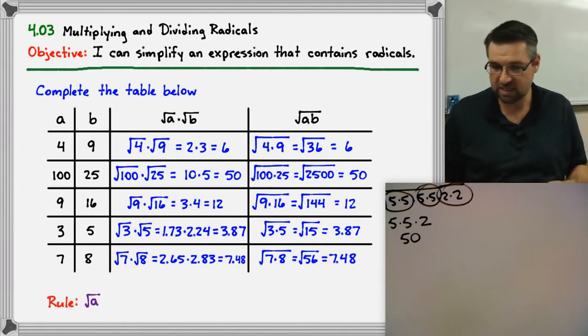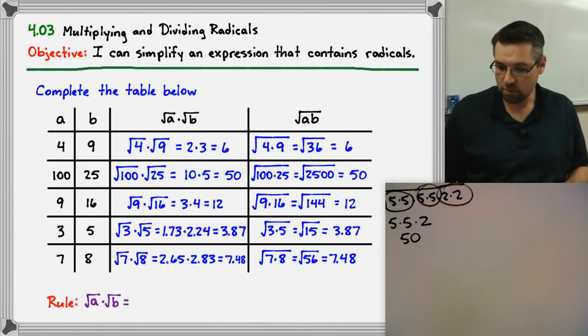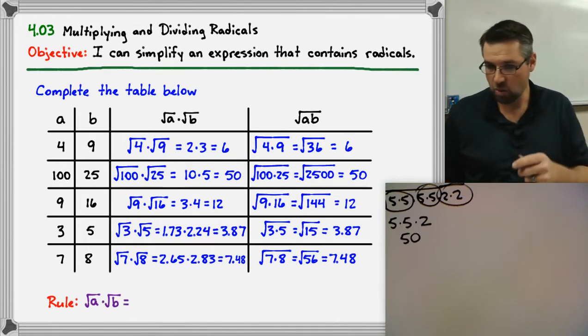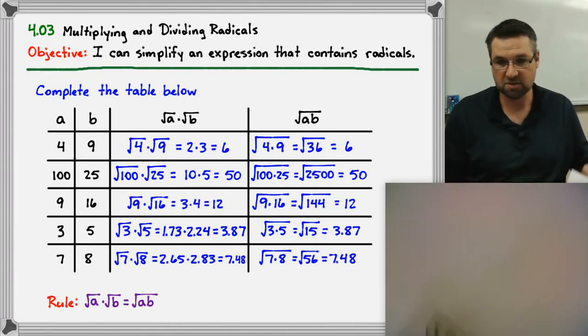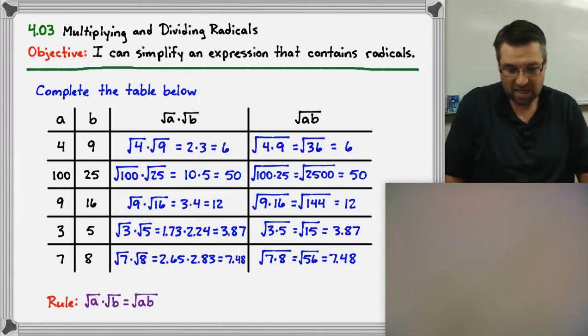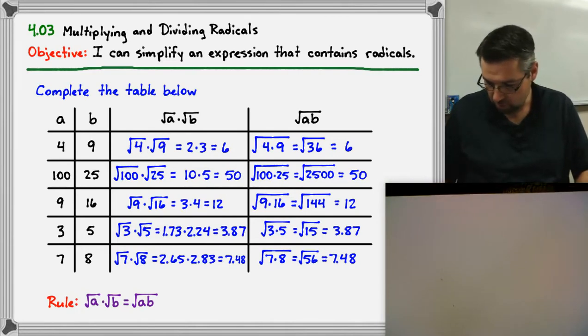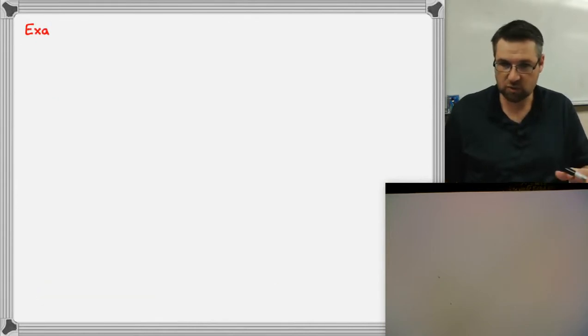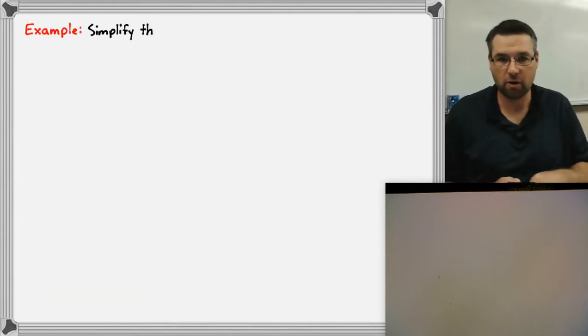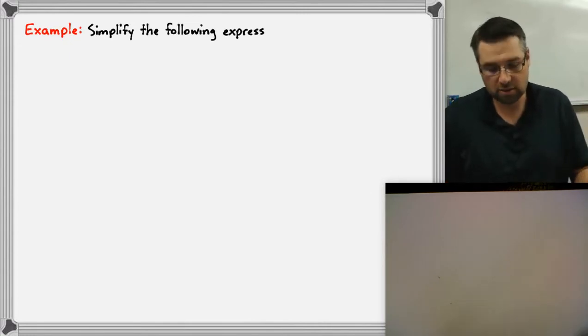So the rule says this: the square root of A times the square root of B is equal to the square root of A times B. Well, what does that mean? That means pretty simple. Let's look at an example of this, where A and B are both positive. We'll talk about when A and B are negative later on. All right, so let's look at an example.